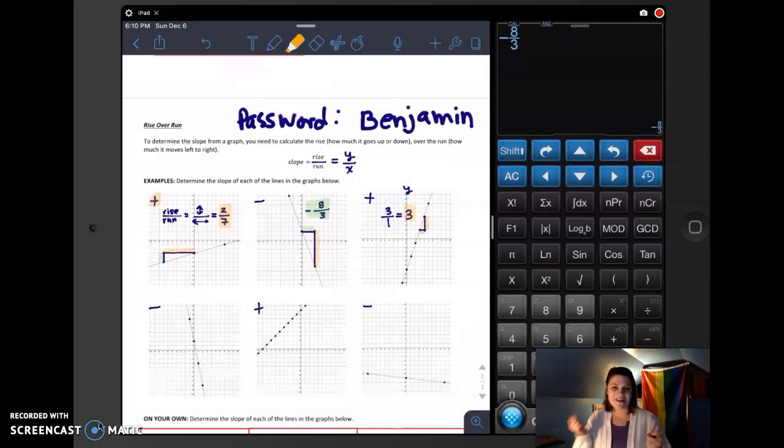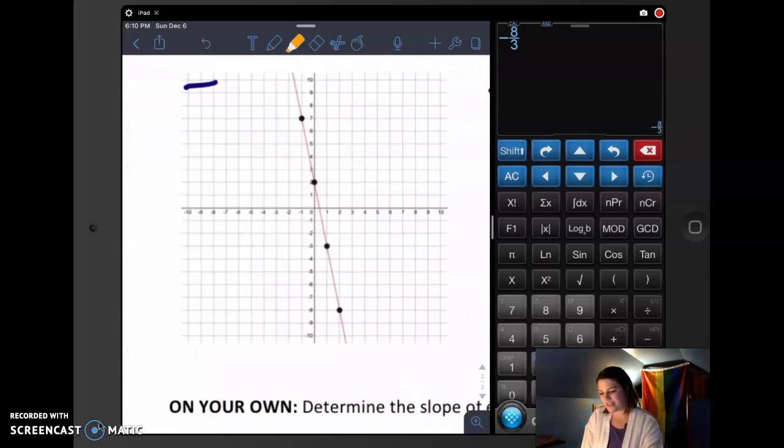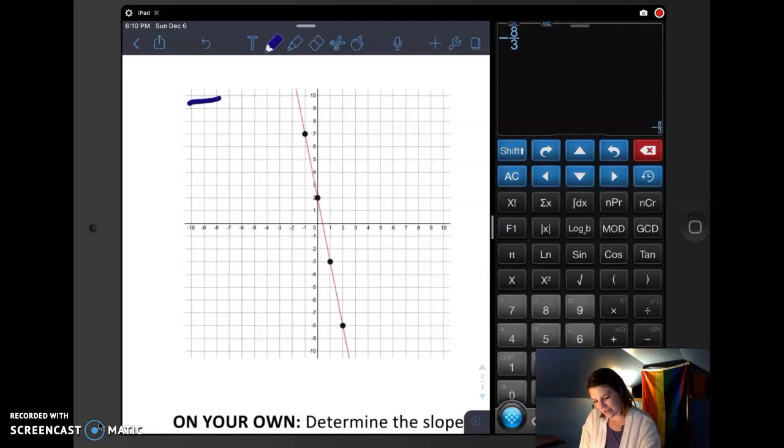Okay, let's keep going. 3 more. I'm going to go a little quicker here. We have a rise, 1, 2, 3, 4, 5, and a run of 1. So rise is 5 over run of 1. I decided it was going to be negative. When I reduce it, I will get negative 5. So there's my answer for that one.